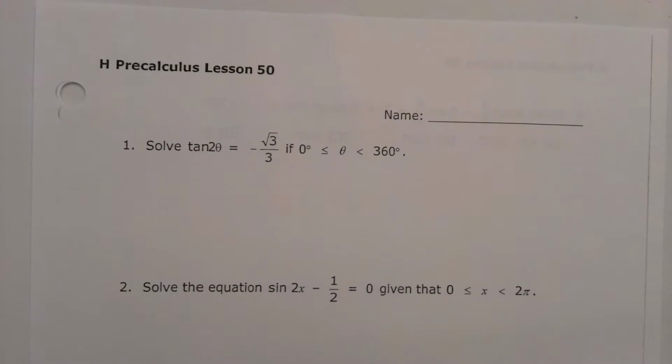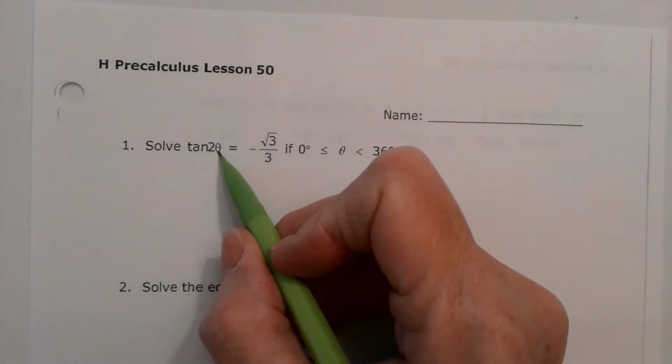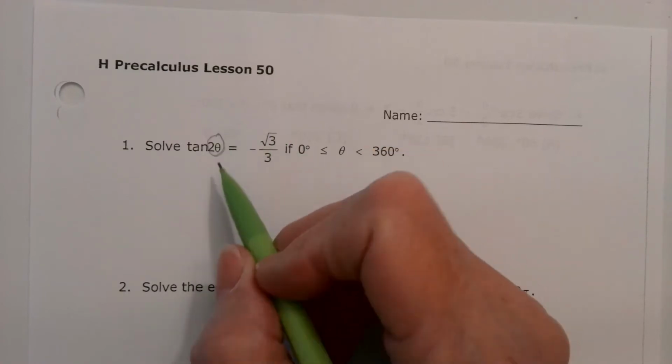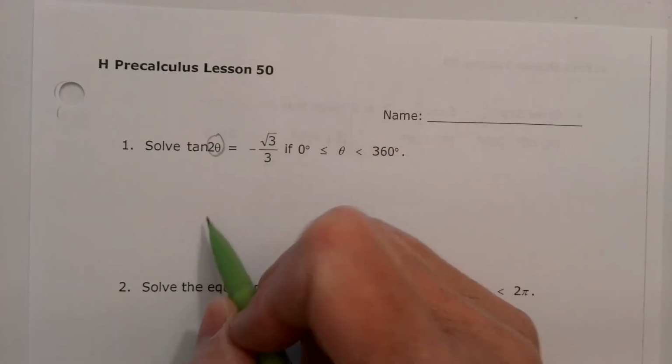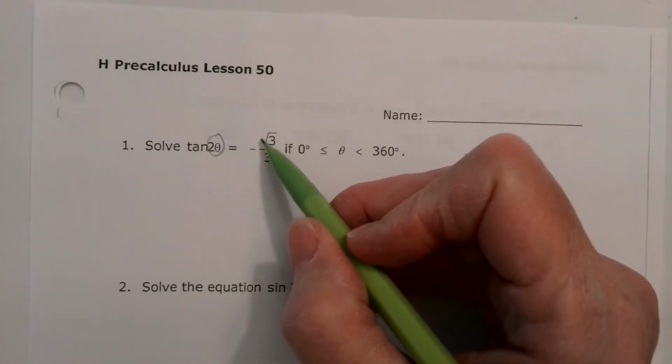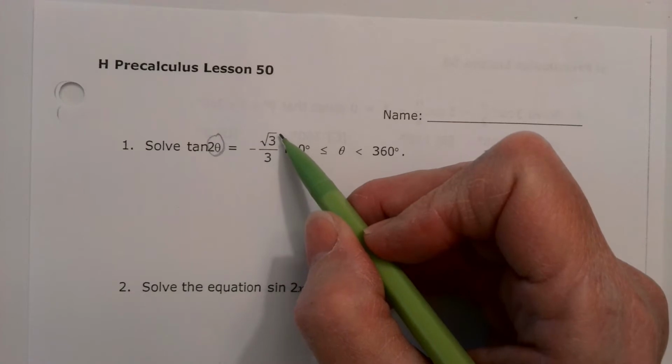Okay, lesson 50. So you're asking to solve these trig equations. So notice this 2 times theta. You can't divide by 2. You've got to solve for this, and then after you get the degrees that this equals, then you can divide by 2. Also, you need to recognize this as something that has been rationalized.